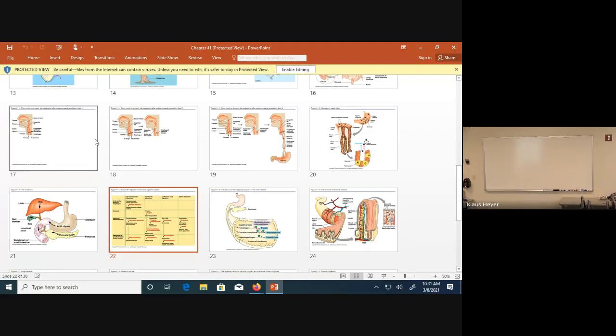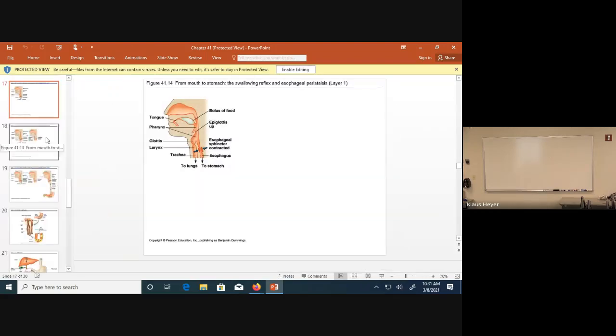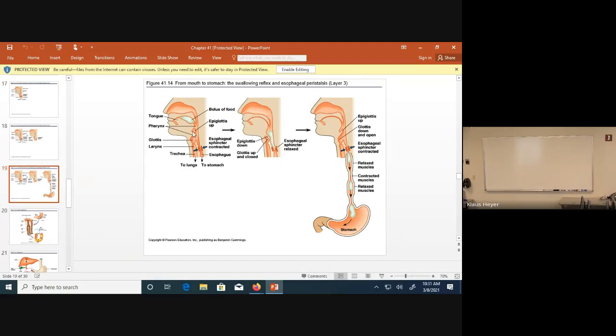We'll talk about it next class, but here's the epiglottis. It stops the food from going down the trachea, your windpipe. It blocks, maybe right here. See how the epiglottis is here? And then here it's blocking the trachea. So the food has no choice but to go down the esophagus. So that's it.